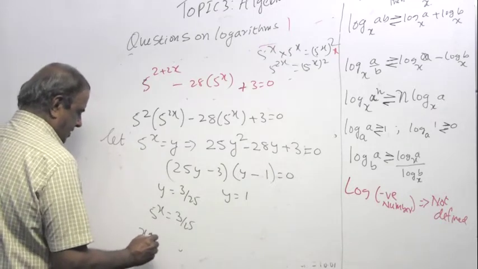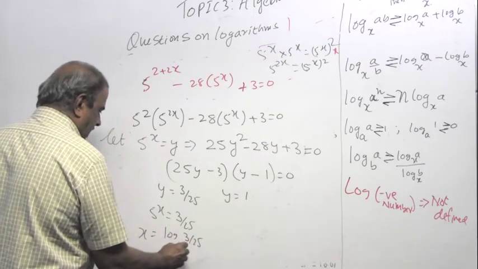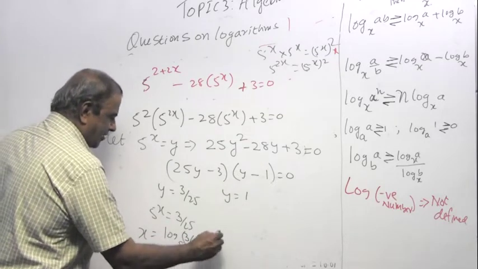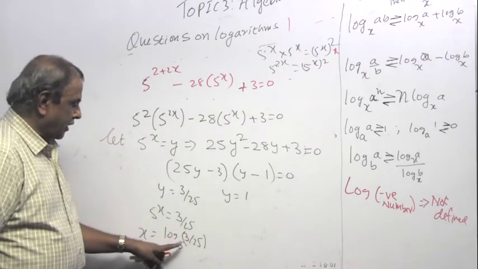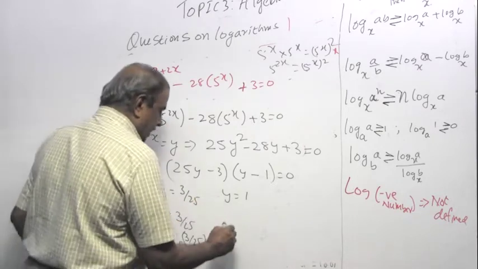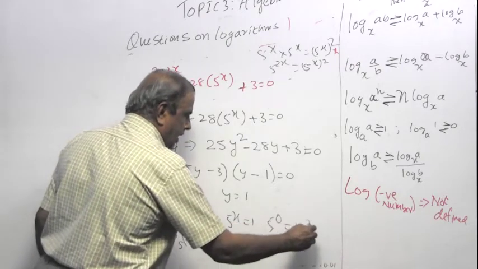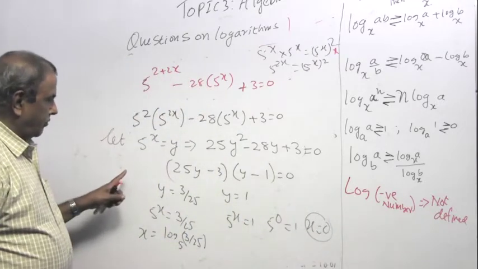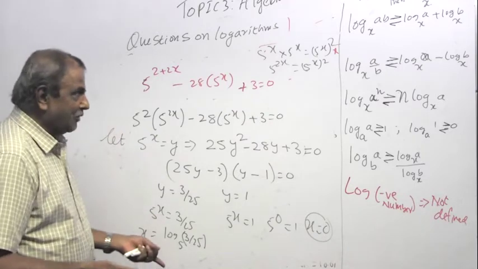So x is equal to log of 3 over 25 to base 5. Very interesting. Which is, or then you can, as I told you in the previous case, write log of 3 over 25 to base 10 divided by log 5 to base 10. And then this one, y equal to 1, 5 power x equal to 1, 5 power 0 is 1, so x equals 0. That's fine, I'm not taking log 0. Log 0 is again not defined. Log negative is not defined.